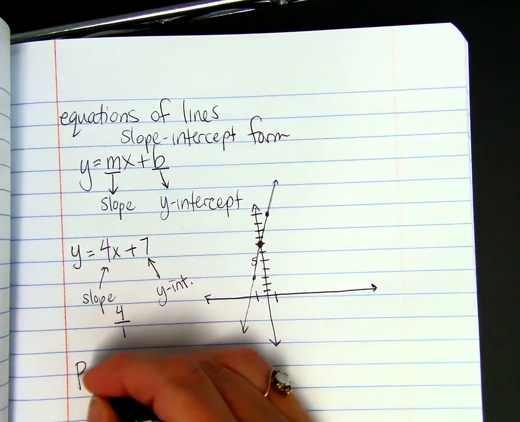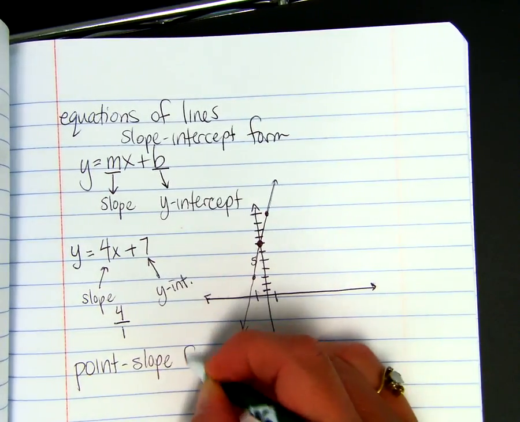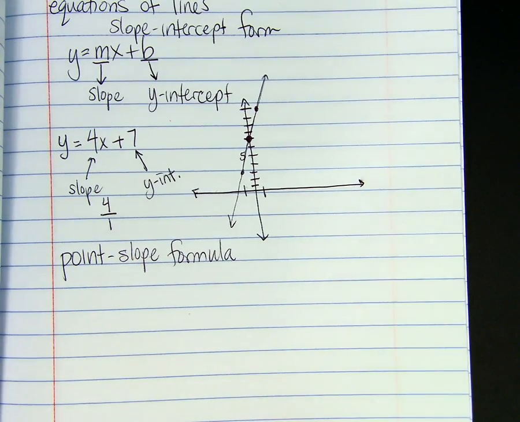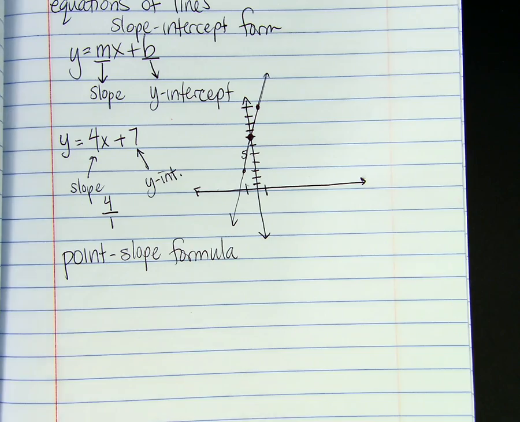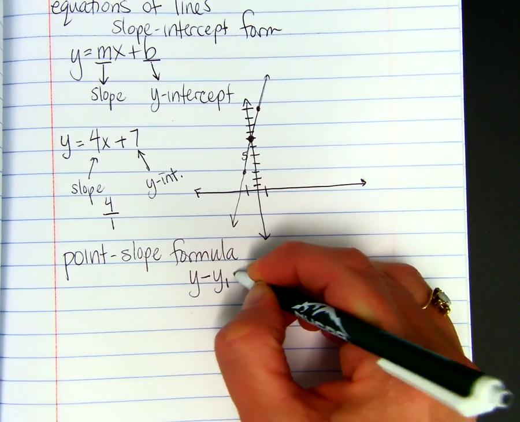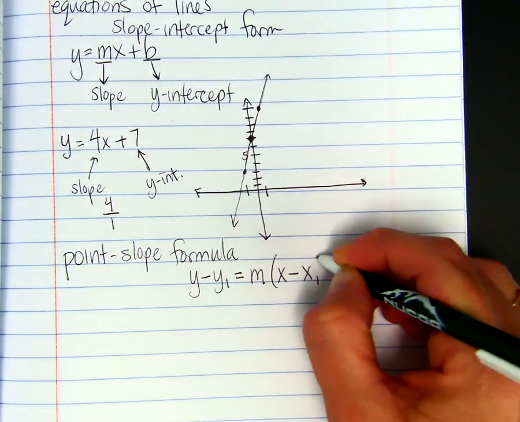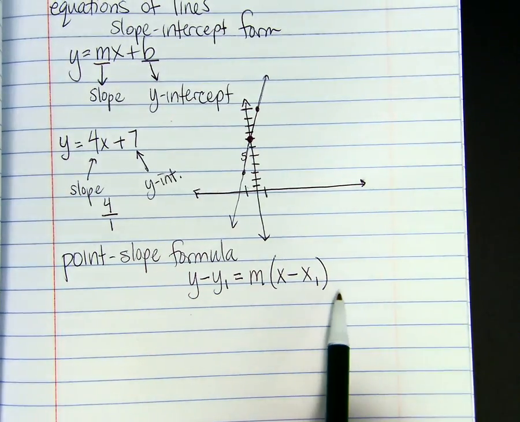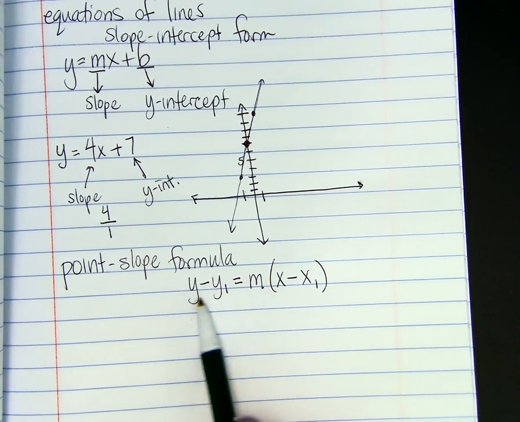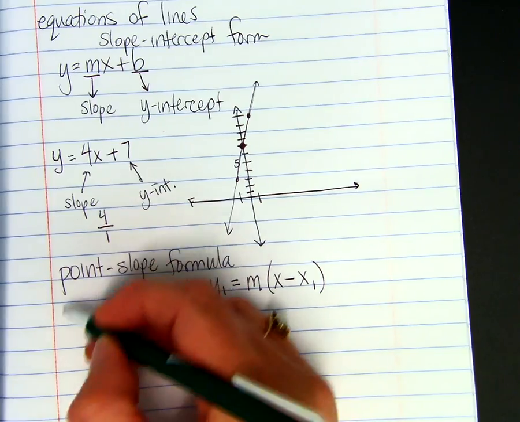I'm going to give you a point slope formula. So if you are given 1 point on the line and the slope, you can use this formula to get to your equation. And it's y minus y sub 1 equals m for slope times x minus x sub 1 in parentheses. So the x sub 1 and y sub 1 is your point, and m would be your slope. The y and the x are your variables that stay the same. So let's do an example.